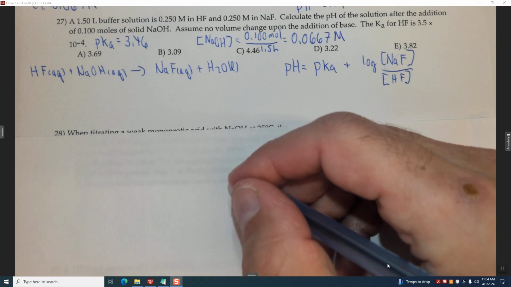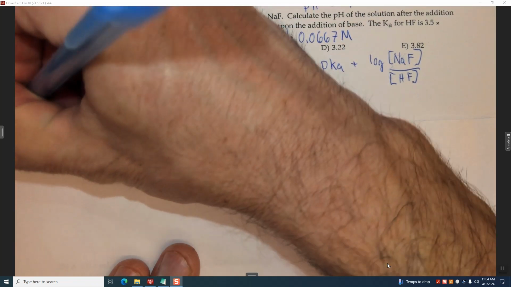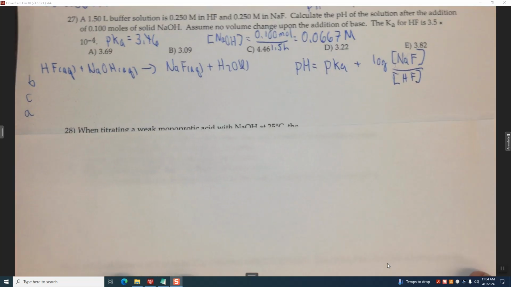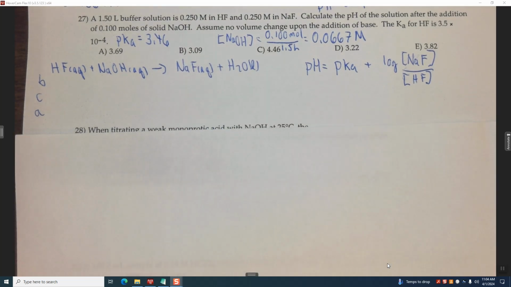Now, the HF is going to react with the NaOH to form more NaF and H2O. So this is kind of like an ICE table, but I'm going to call it before, change, and after, or before, reaction, and after. It's not an ICE table, because it's not an equilibrium.